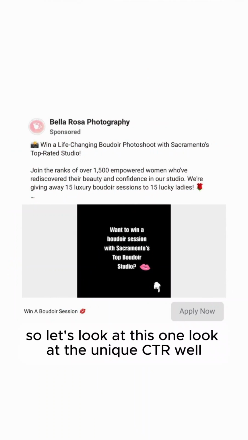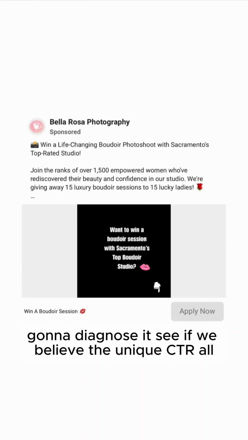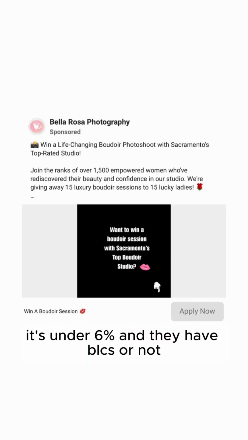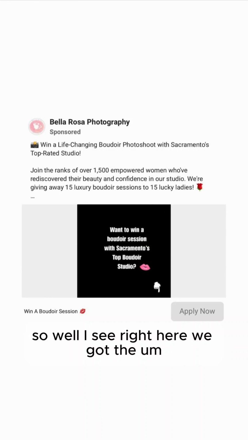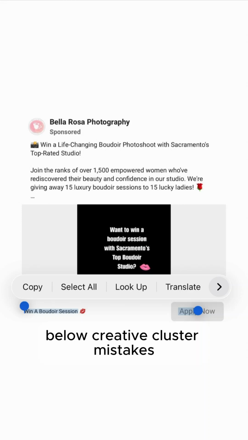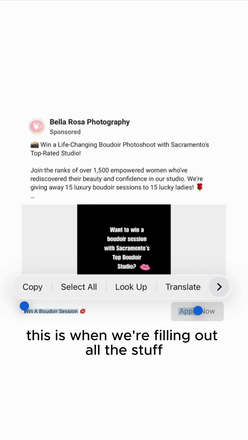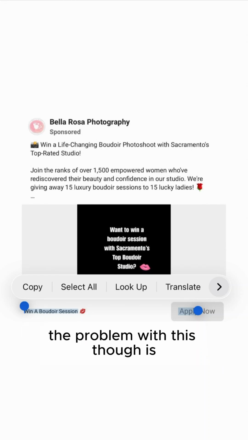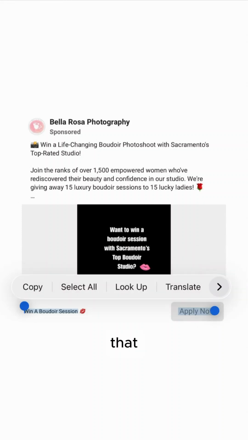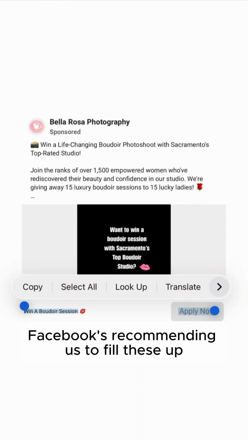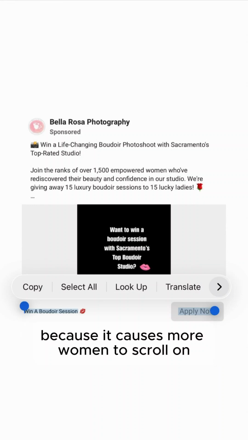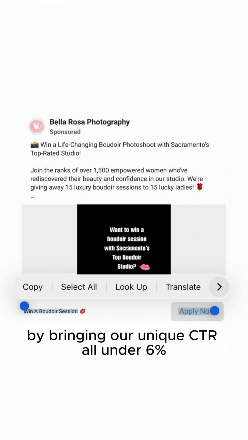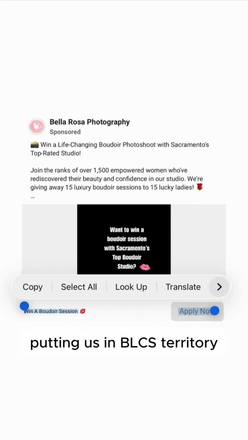Go look at the unique CTRL. Well, we can diagnose it, see if we believe the unique CTRL is under 6% and they have BLCS or not. So I see right here we got the below creative cluster mistakes. This is when we're filling out all the stuff Facebook recommends for us to fill out. The problem with this, though, is that Facebook's recommending us to fill these out because it causes more women to scroll on by, bringing our unique CTRL under 6%, putting us in BLCS territory.